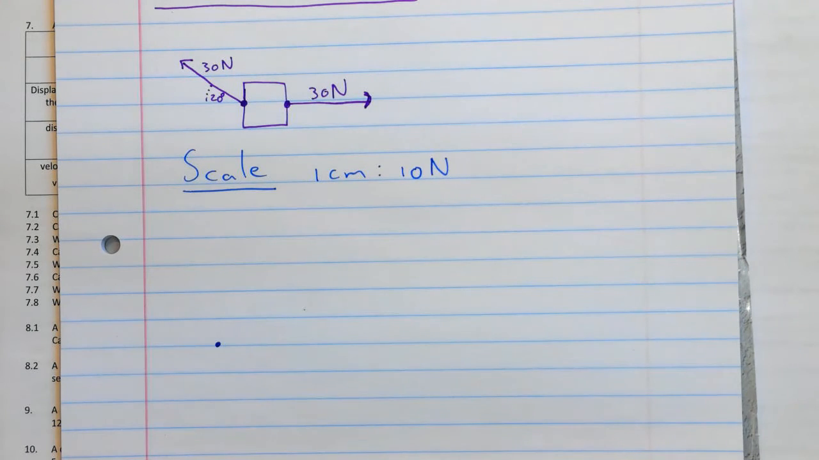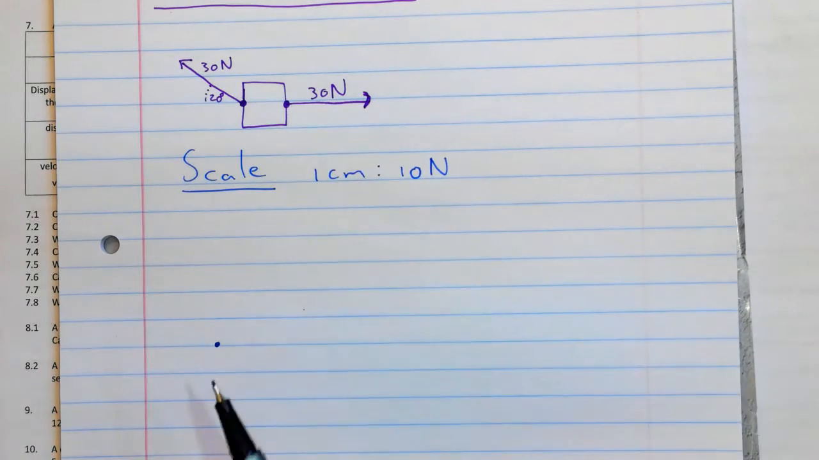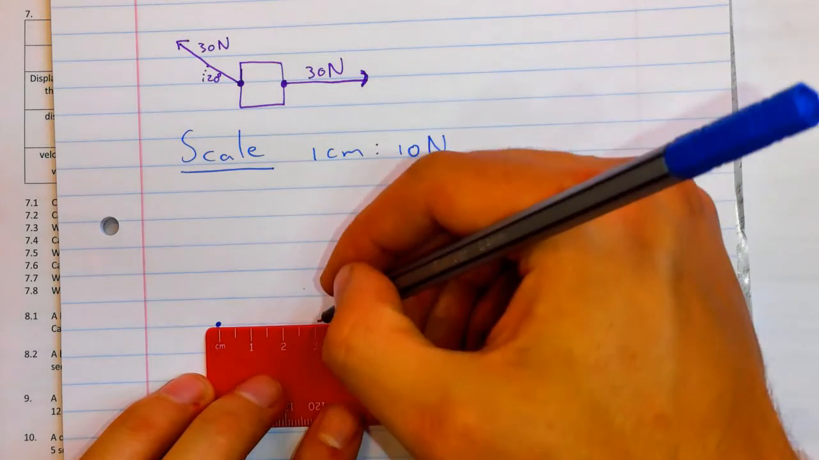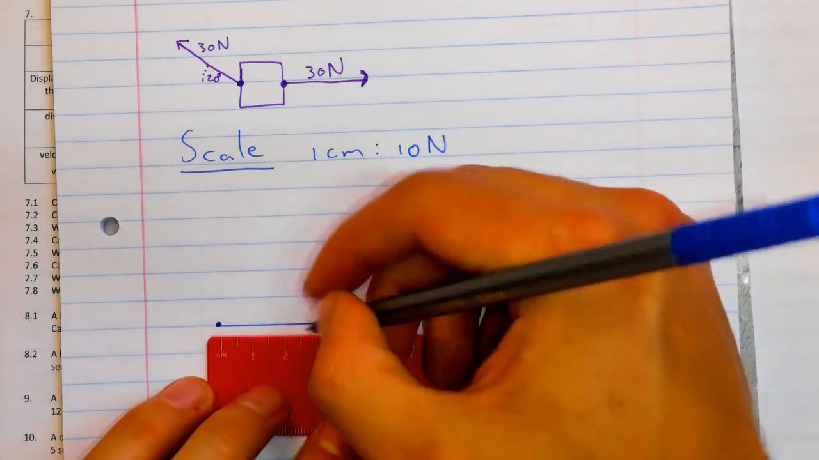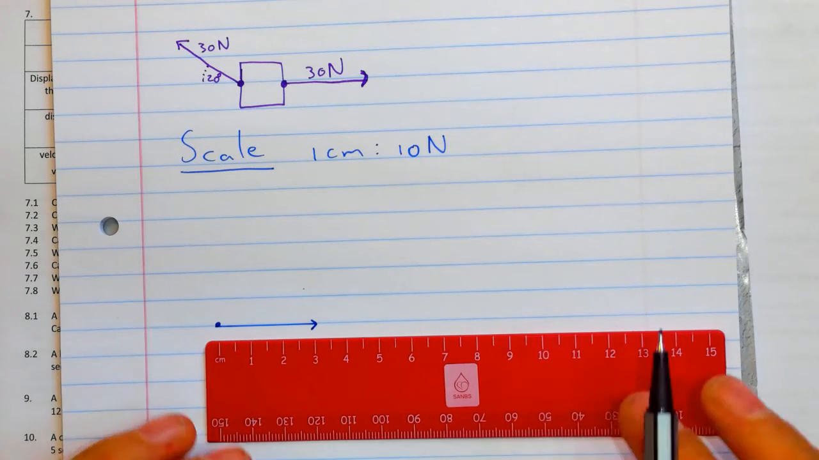You can choose either one of these two forces to draw first. I'll be showing both just to demonstrate that you get the same answer. Starting off, the first force is 30 newtons to the right, so I'll measure out 3 centimeters to the right. Draw an arrow to indicate that it is a vector quantity.